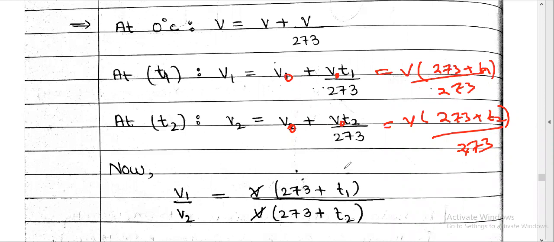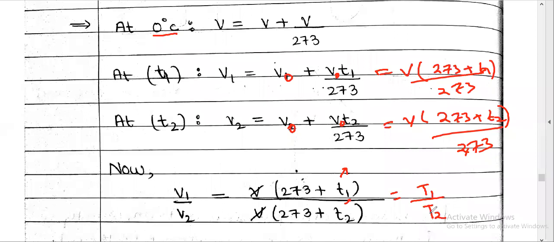Now this T1 and T2 was taken in degree centigrade. Now 273 plus temperature in degree centigrade will be temperature in Kelvin. Got it? That's why temperature should always be taken in Kelvin. Any issue in that? You just have to remember this is the derivation of why it should be taken in Kelvin.